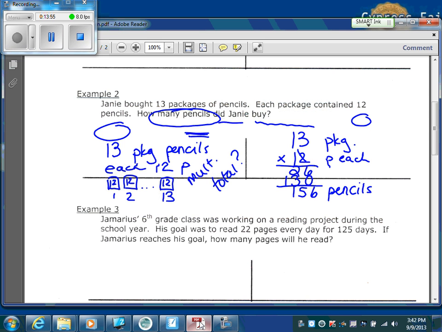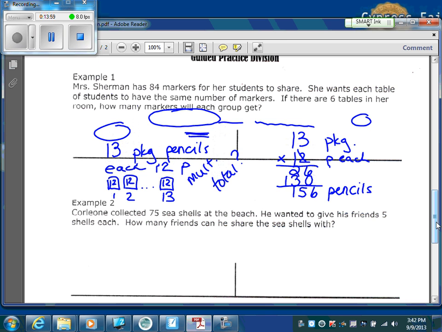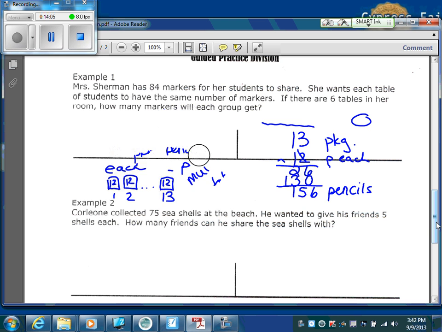So let's try a few on our division. We're going to do one together, and I'll have you do one on your own, and then we'll be done.